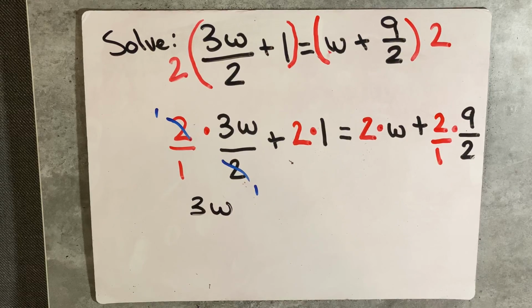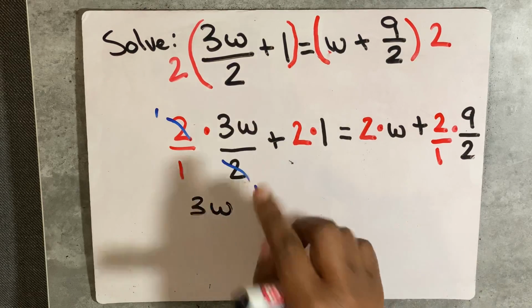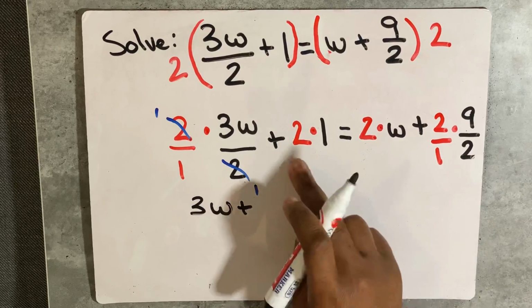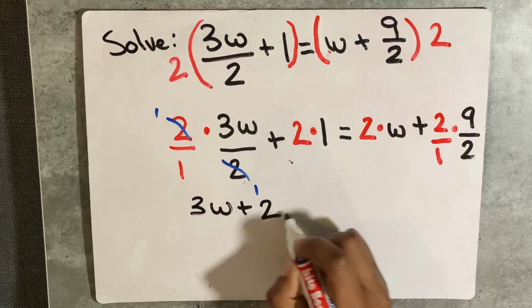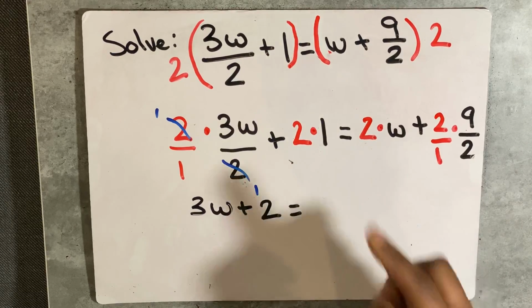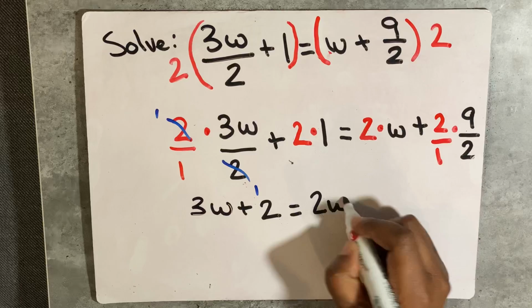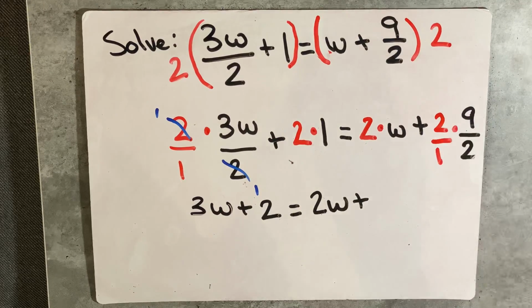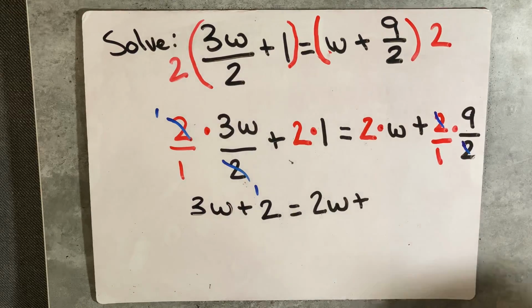Then I have plus 2 times 1, which is 2. And then I have 2 times w, which is 2w. And then over here, remember, cancel them out. Plus 9.